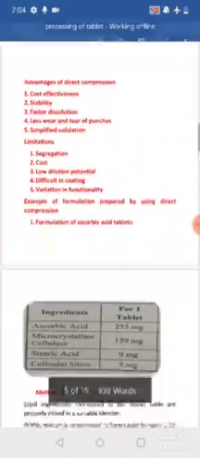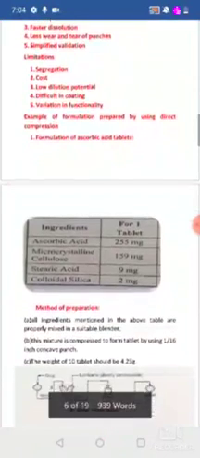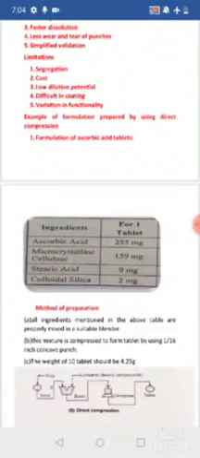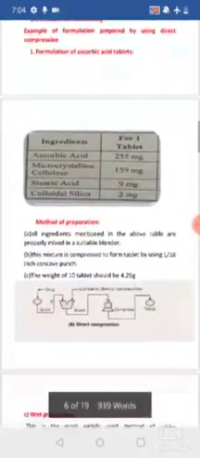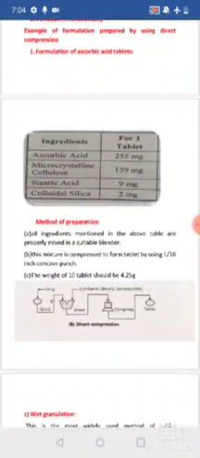Coming to the example, here is a simple example, the ascorbic acid tablet. Here we are going to use directly compressible additives like MCC, stearic acid, which is the lubricant, and silica, which is the glidant. Simply you mix all the ingredients in the blender, then compress in the tablet punching machine using a 1/16 inch concave punch.